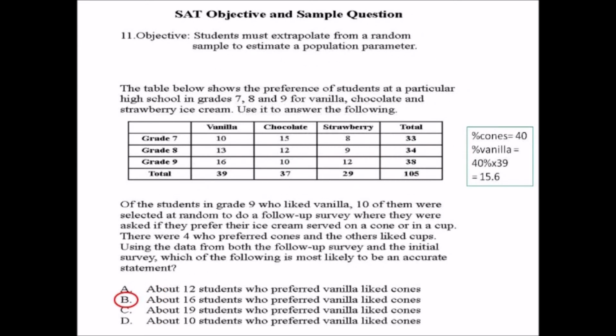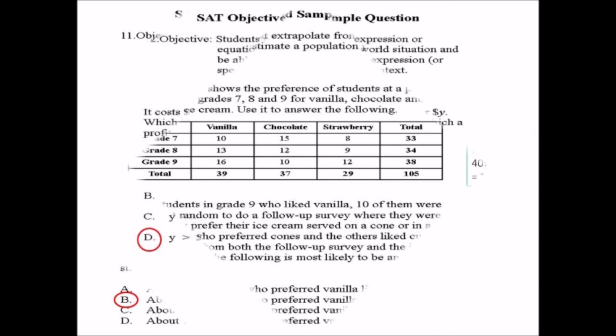Number 11 was B. And here you have to use the fact that they said 4 of the students prefer cones from the survey out of 10, so that's 40%. That percentage would be 40, and then use that percentage to find the total. So it works out to be 15.6. So that'll be about 16 students who preferred vanilla cones.